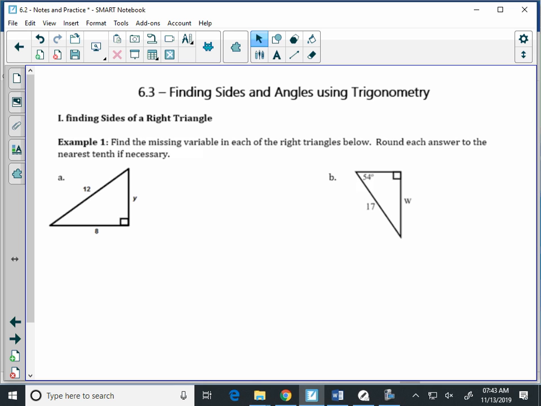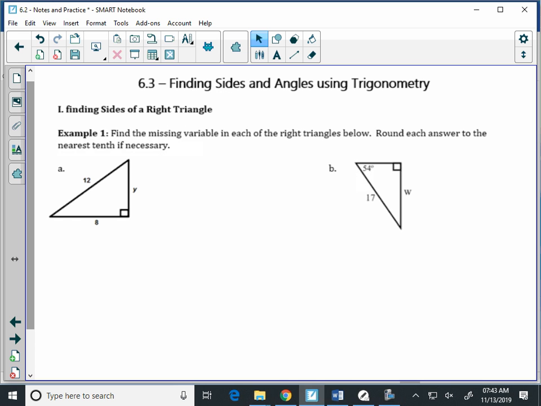We are going to find the sides of a right triangle. So we're going to find the missing variable in each of the following right triangles below. Round each answer to the nearest tenth. Well, if we look at A, how can we find y?